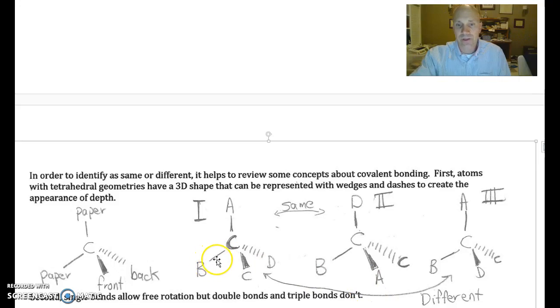Well, here's a way to think about this. Notice that the B in both of these cases is in the exact same place. So what I want you to do is think about this bond right here as being like the axle to a steering wheel. This would be like the column of the steering wheel.